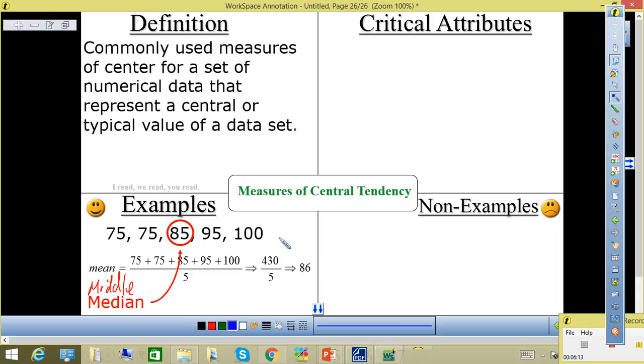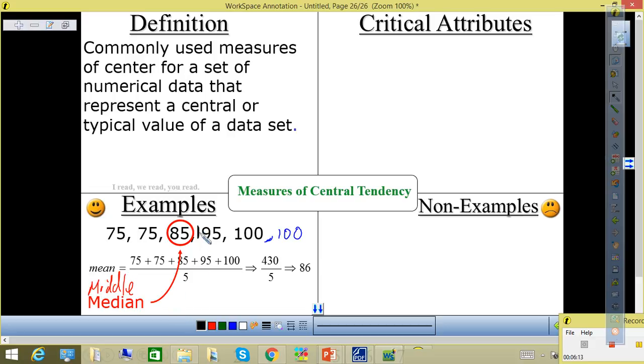Now, in another class, they're like, well, Mr. Q, this is easy to find because there's 5 numbers and the number's in the middle of the 5. But what if we had 6 numbers, such as if I add another number here? Well, check this out. Look up, please. The middle of this set of data is right here, and there is no number there.